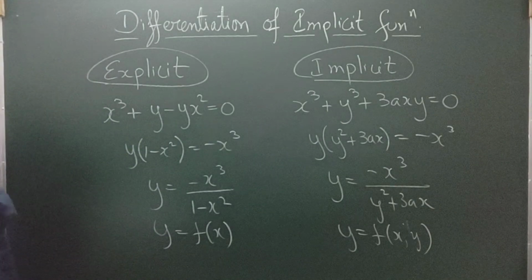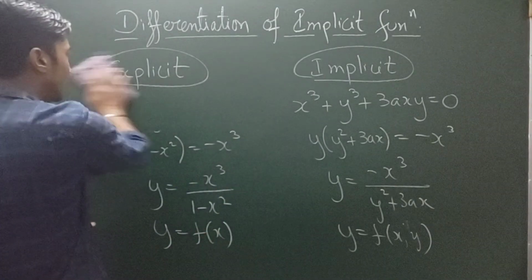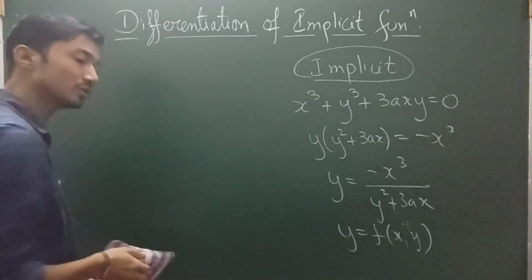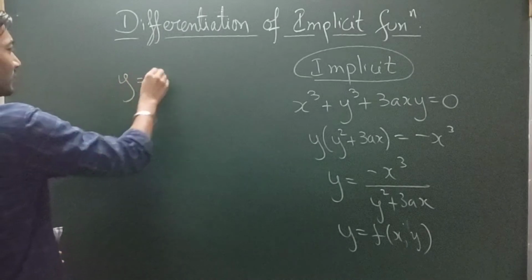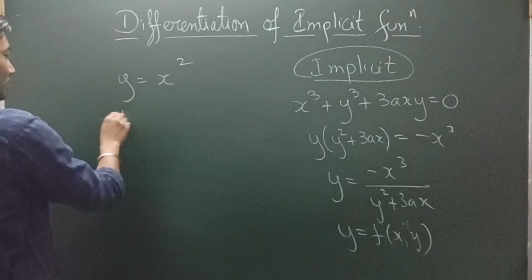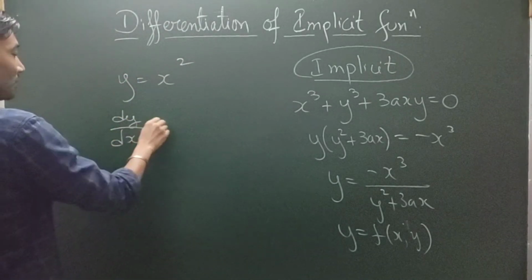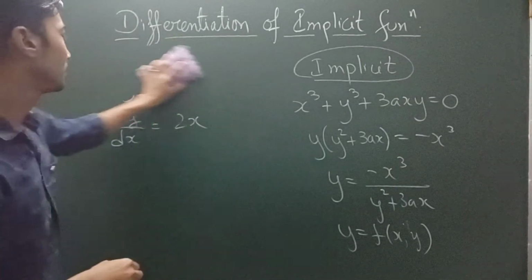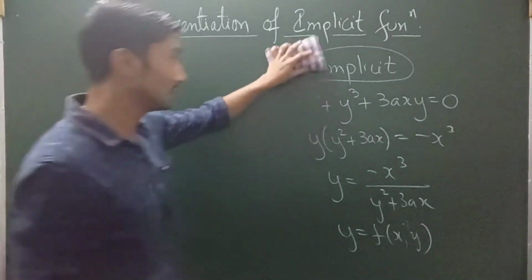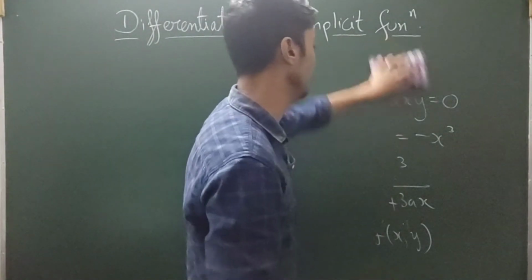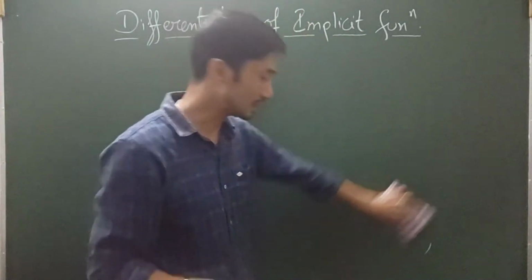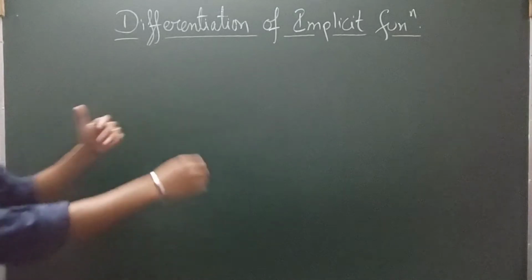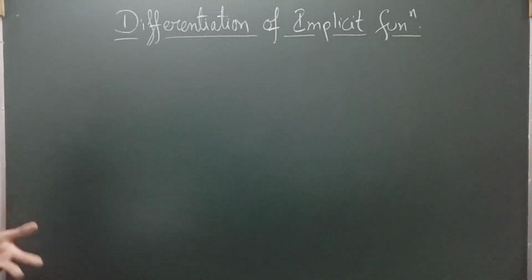Alright, so the topic that we are going to be doing today is how to differentiate this kind of implicit function. For the explicit functions that we have been doing so far, for example, y equal to x squared, the derivative of y with respect to x is how much? 2x. Done. Job done. How are we going to differentiate this kind of function now? That we will learn today in this video. I'll give you some examples as always.